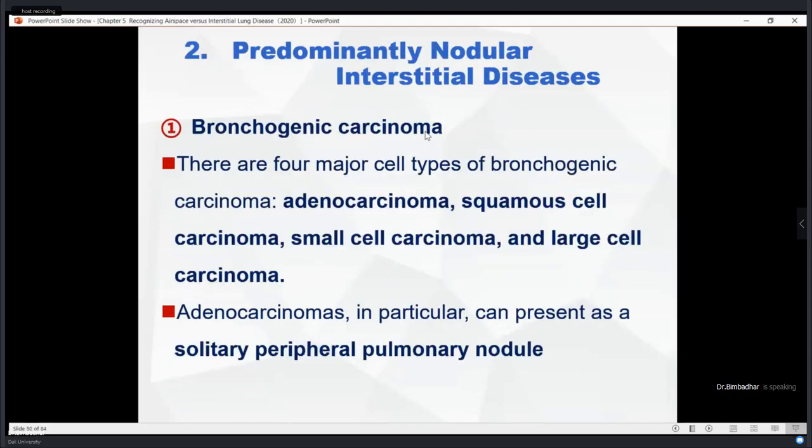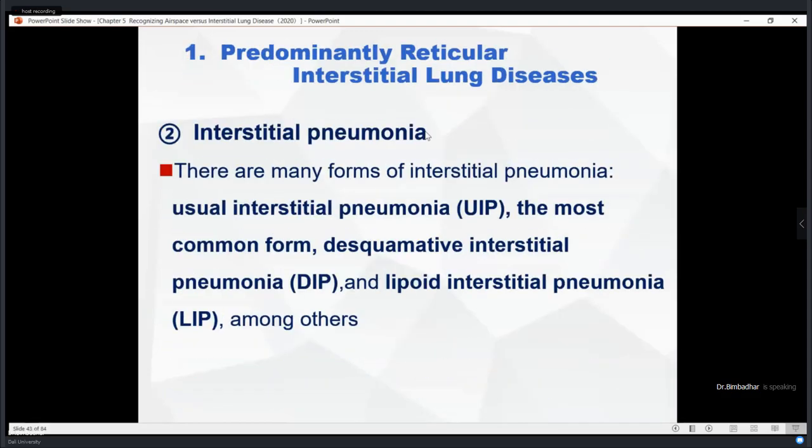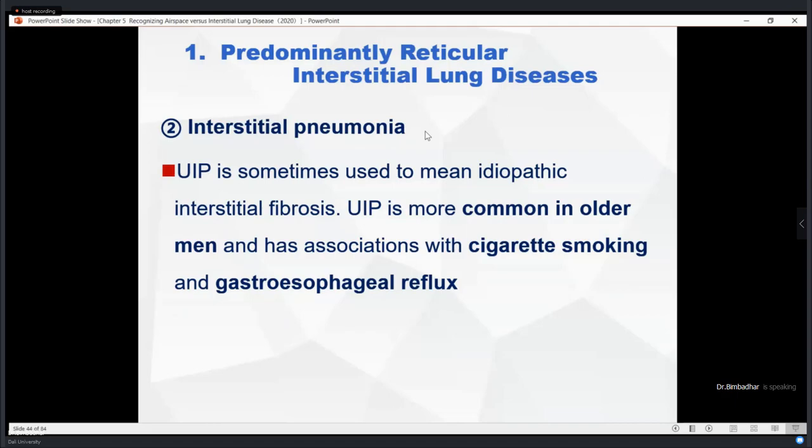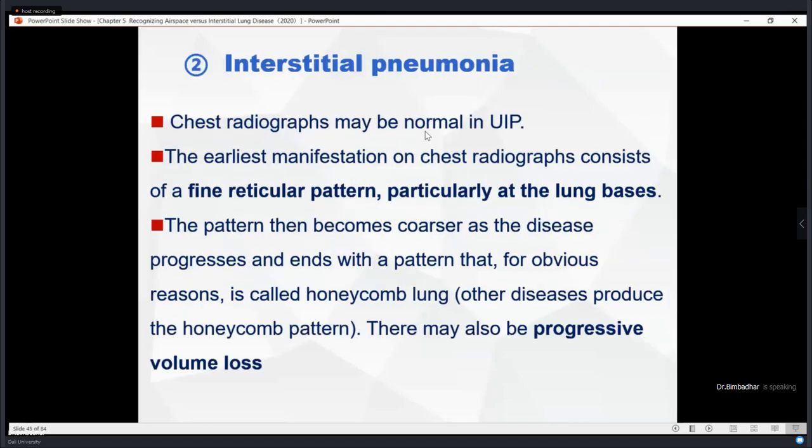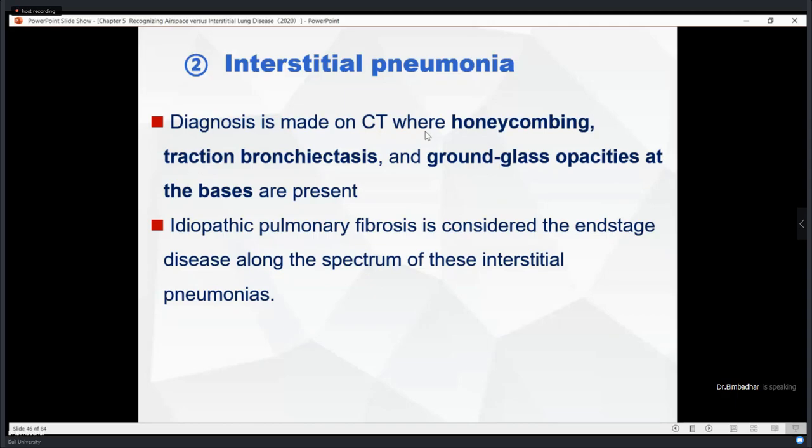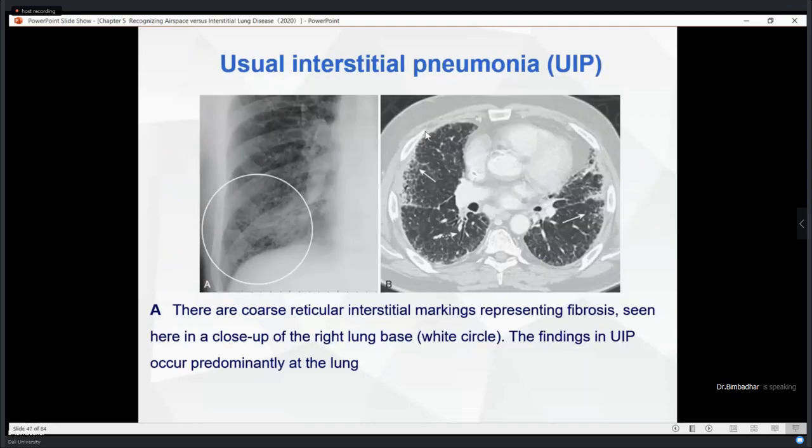Okay, let me recall once again for you here. Usual interstitial pneumonia, desquamative interstitial pneumonia, and lipoid interstitial pneumonia. And idiopathic interstitial pneumonia is the progressive form of all of these diseases, right? They will show a honeycombing pattern, traction bronchiectasis, and ground glass opacities. Remember what a ground glass opacity is. Remember what honeycombing is. Remember what traction bronchiectasis is. Okay, you will have picture-based questions in the MCQs for this, so you have to remember these images, right?